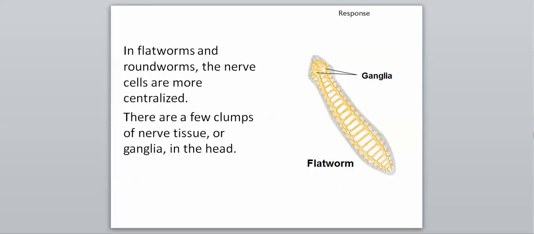So in flatworms and roundworms, the nerve cells are more centralized, so they have been more defined into one area. They have a centralized location, but there are a few clumps of nerve tissue, or ganglia, in the head. So they haven't all been combined into one area. They are somewhat centralized, so they're in the general vicinity, but they aren't considered to be cephalized yet.